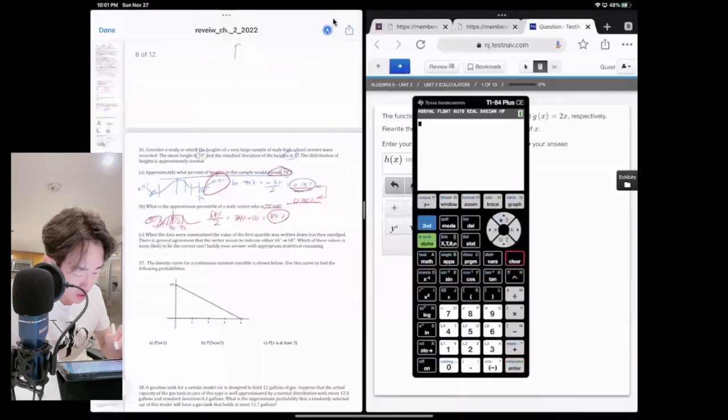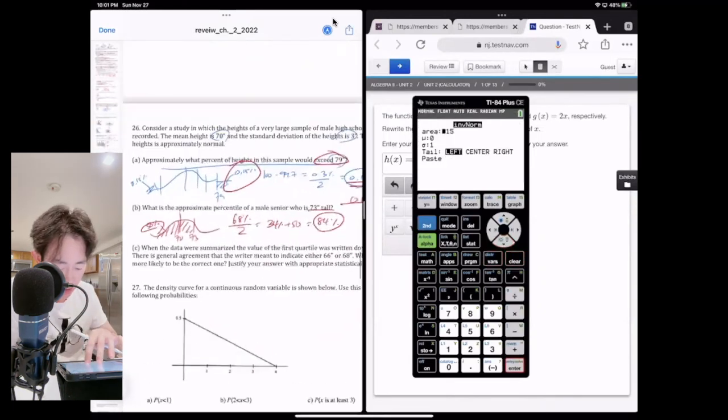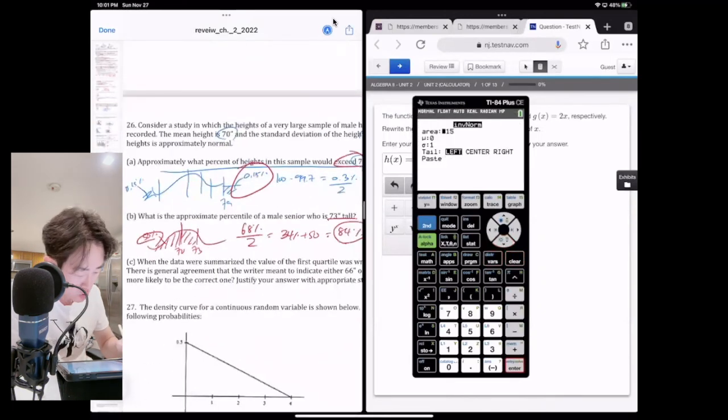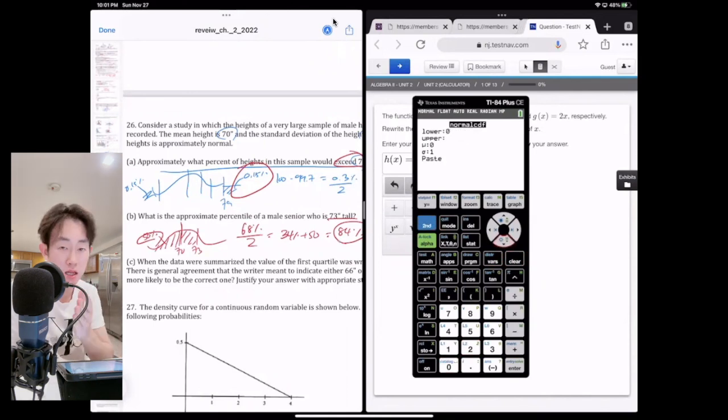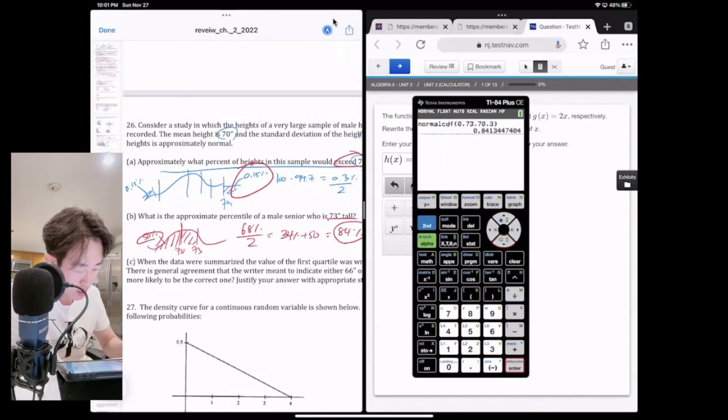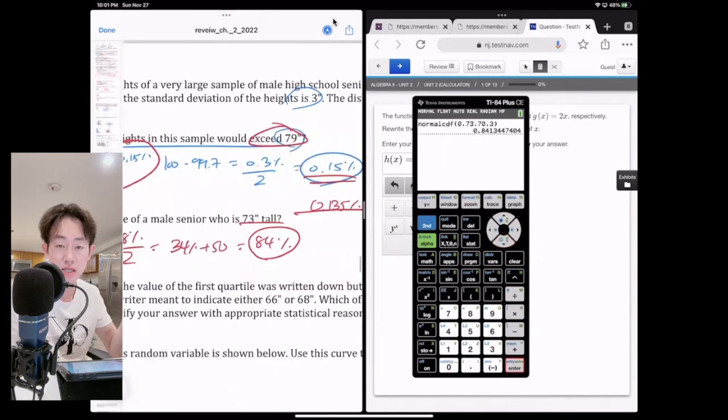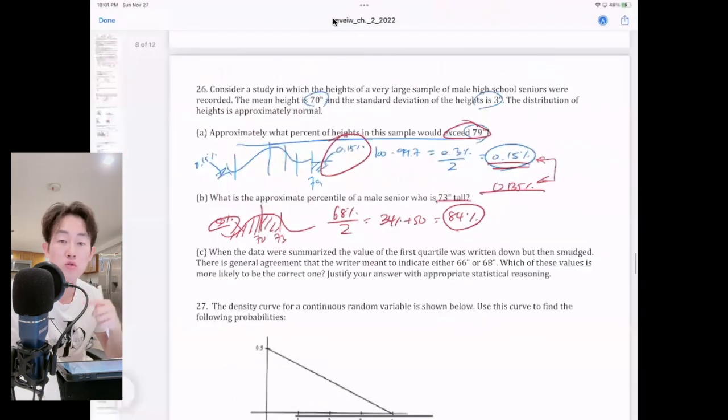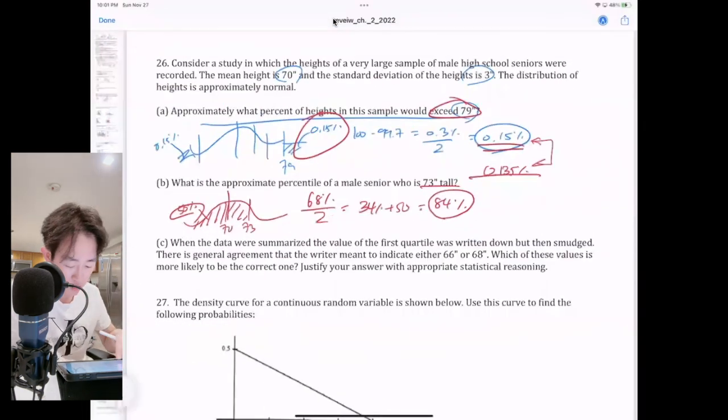Now, if that was a little bit too theoretical, let's say that you want to rely on your calculator a little bit, and then you want to use, I'm sorry, not inverse norm. So normal CDF, the lower would be 0, because the height can never go below 0. 73 with the mean of 70 and a standard deviation of 3. And so there you go. The exact precise answer would be 84.13, but you get the idea. So empirical rule, normal CDF, they should give you the same thing.